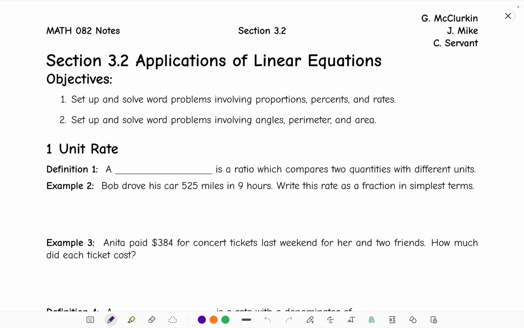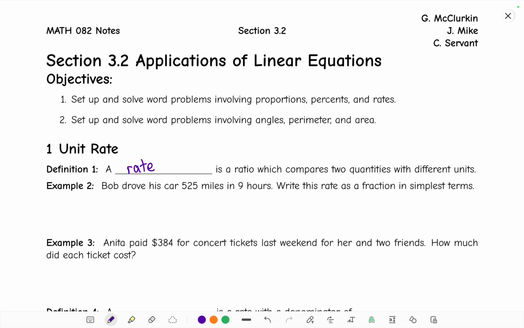Unit rate. Definition 1. A rate is a ratio which compares two quantities with different units. Example 2. Bob drove his car 525 miles in 9 hours. Write this rate as a fraction in simplest terms.